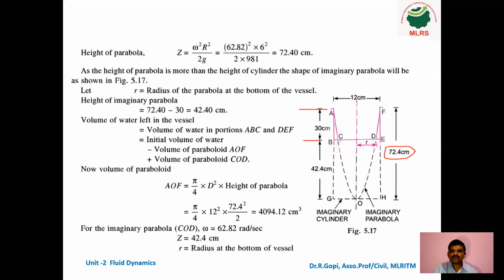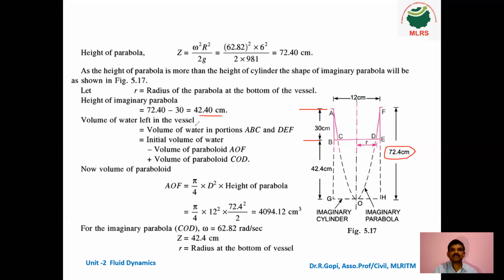This line from C O D is the imaginary parabola. The height of the imaginary parabola is nothing but the center point, that means the bottommost point of the container, to O. So how much? 72.4 minus 30. That is the depth of the container, which is equal to 42.4 centimeter. Next, the volume of water left in the vessel.